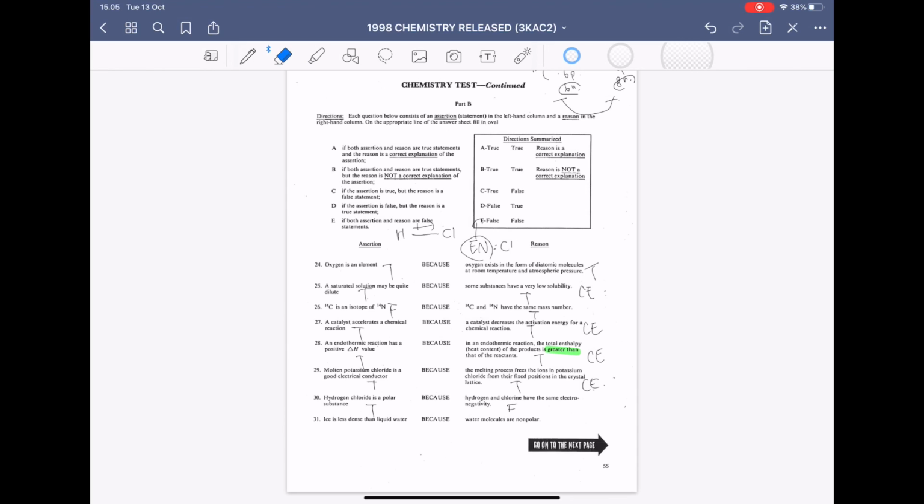Number 31, ice is less dense than water, and that is true. Water is a unique substance where its solid form is less dense than its liquid form, because in most substances the solid form tends to be denser than the liquid form, but with water, that's not the case. So that's true.